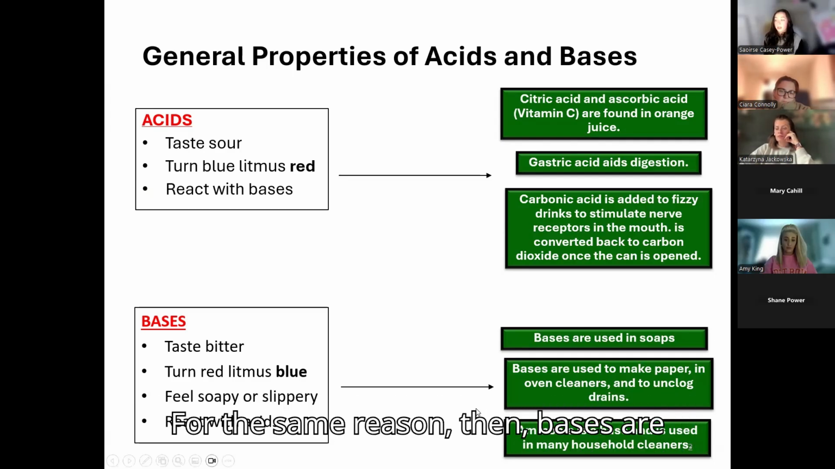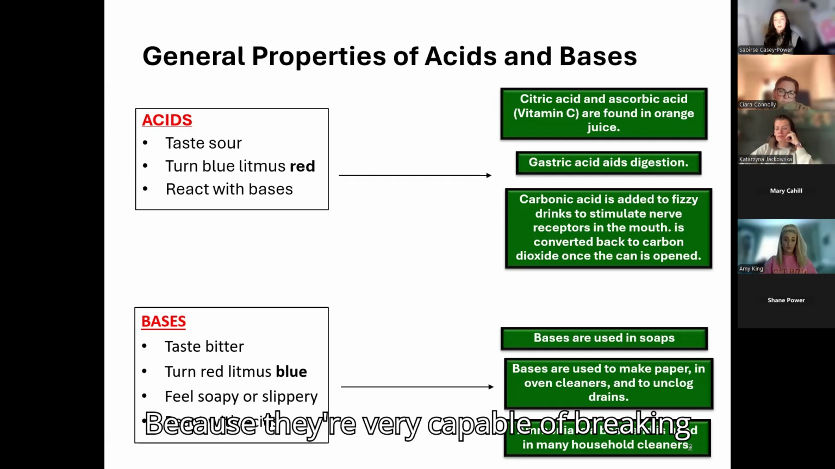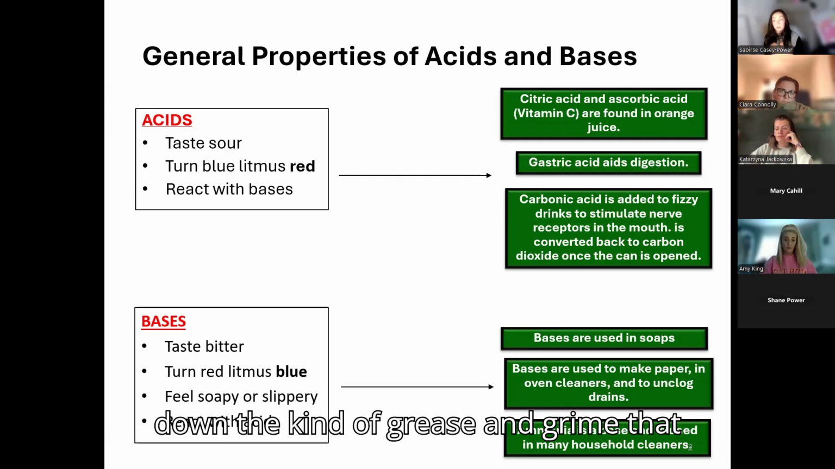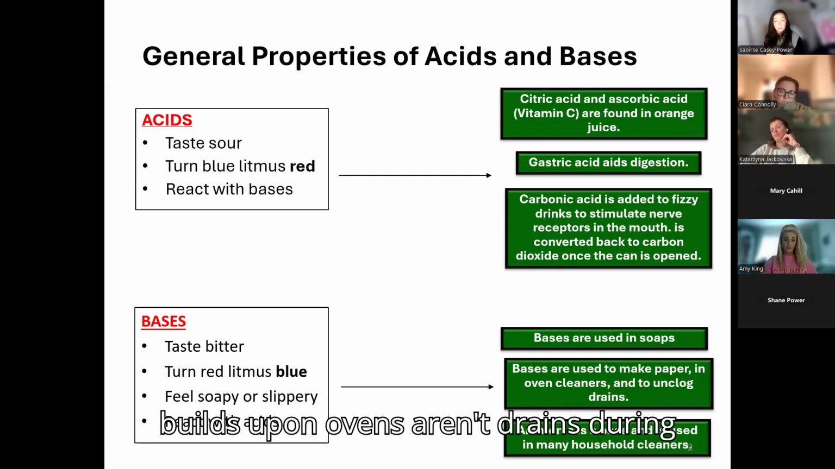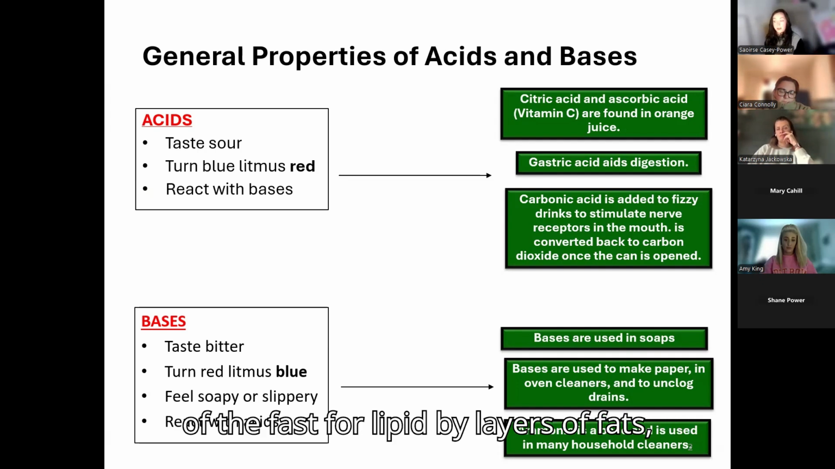For the same reason, bases are often used in oven cleaners, because they're very capable of breaking down the kind of grease and grime that builds up on ovens or in drains during that exact same reaction. So the breakdown of fatty acids, the breakdown of the phospholipid bilayers of fats.